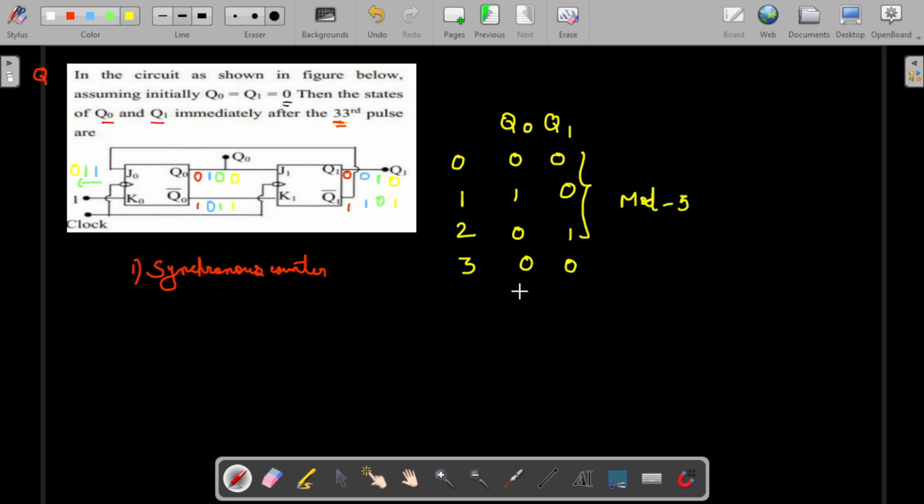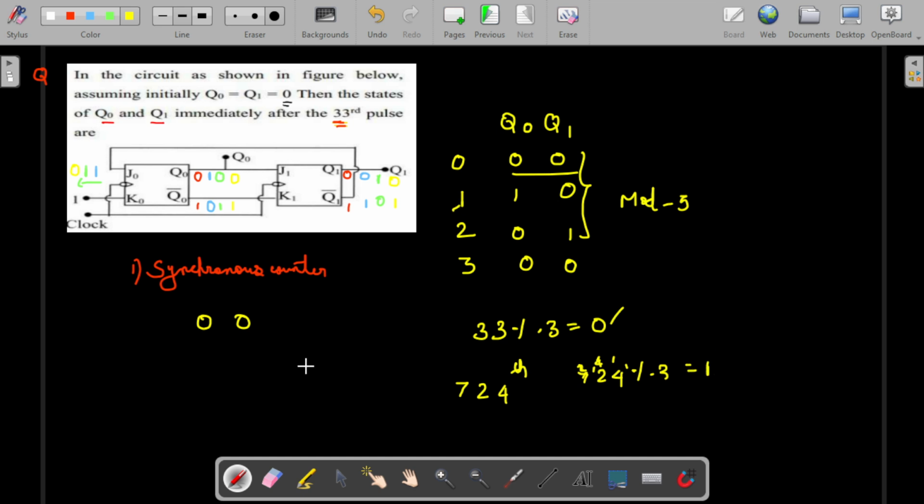Now they are asking us to analyze up to the 33rd clock pulse. The easiest logic to solve this is 33 modulus 3, which is equal to 0. So what will be the answer at the 0th clock pulse? The 0th clock pulse is 0 0, so the output will be 0 0. If they are asking for the output at the 724th clock pulse, then 724 modulus 3 is 1. At 1 the output is 1 0. So this is the output at the 724th clock pulse, and that was the output at the 33rd clock pulse.